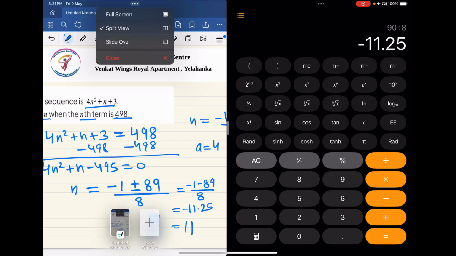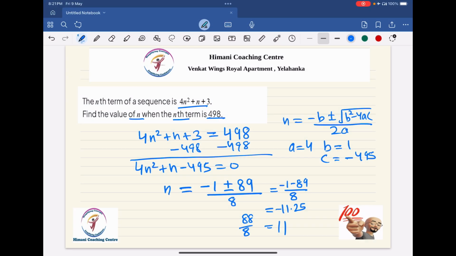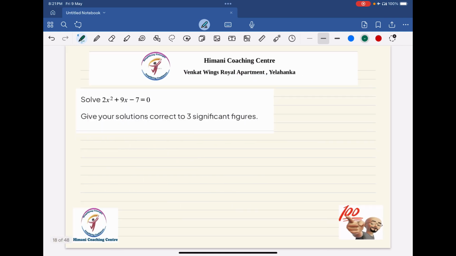Now see, the question is, this is the nth term of a sequence. Now the nth term of a sequence cannot be negative. So we will reject this answer and we will say n equals 11. Okay. Now let us move to the next question.